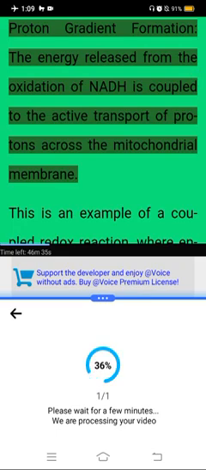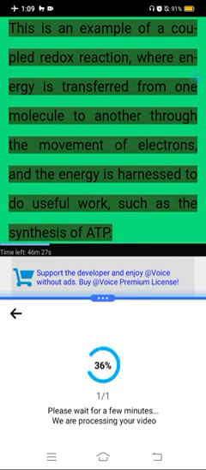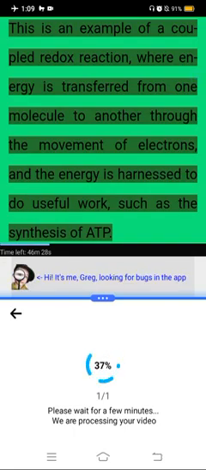Proton gradient formation: the energy released from the oxidation of NADH is coupled to the active transport of protons across the mitochondrial membrane. This is an example of a coupled redox reaction, where energy is transferred from one molecule to another through the movement of electrons, and the energy is harnessed to do useful work, such as the synthesis of ATP.